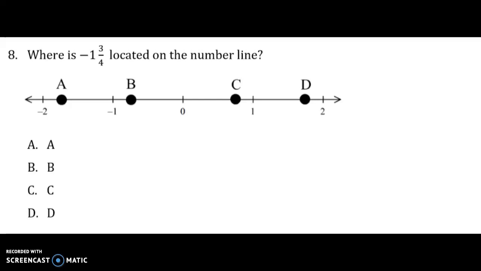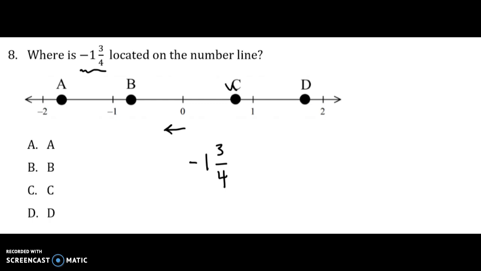In this question, we need to locate a value of negative 1 3/4 on the given number line. So let's start by examining the number we're given. So let's start with negative 1 3/4. The first thing we should notice about this number is since it's negative, it needs to be located to the left of 0 on that number line.